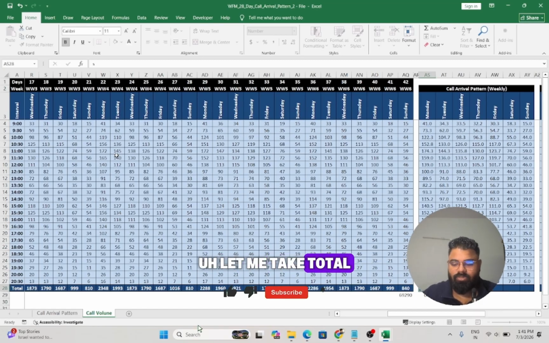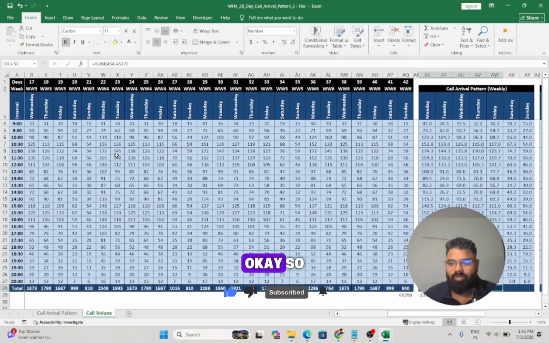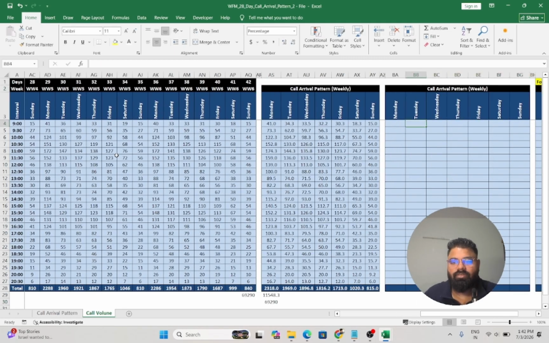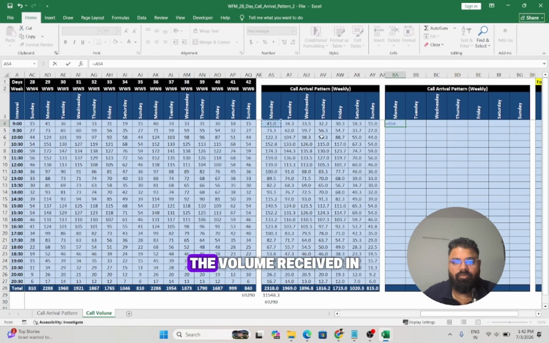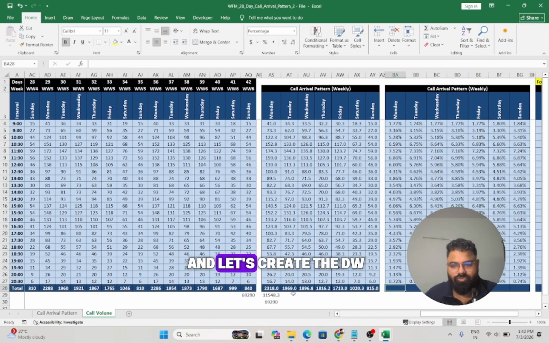Let me also check how this distribution comes. Let me take total. Let's drag it. So this is our weekly volume. So now let's see the distribution. What we will do here, the volume received in 9 a.m. interval divided by volume for the day. Let's drag it till N, and let's create the DOW.